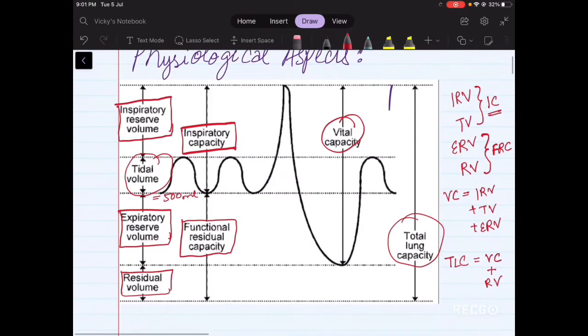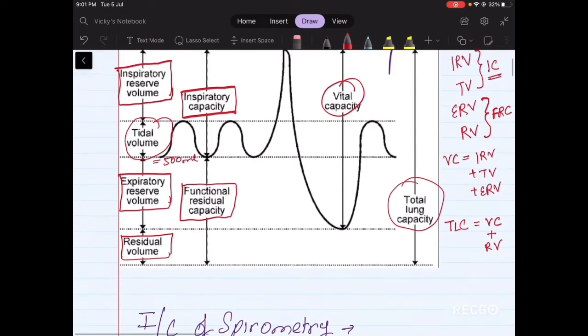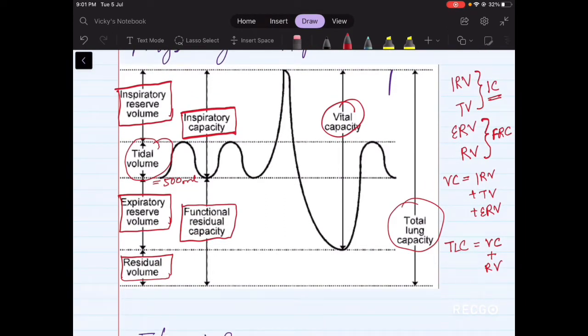Now we have to understand that while doing spirometry, we cannot measure residual volume. Residual volume cannot be measured in spirometry. Hence, if any capacity includes residual volume, then it cannot be measured in spirometry. For example, functional residual capacity and total lung capacity cannot be measured in spirometry. To measure residual volume, FRC, or total lung capacity correctly, we have to make use of body plethysmography.